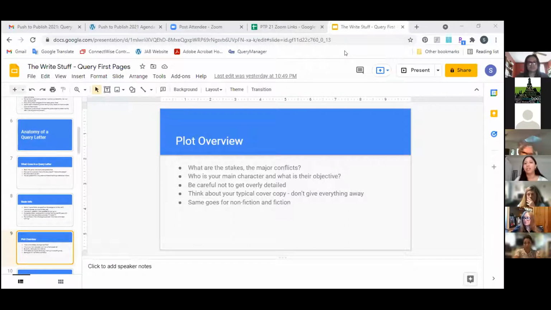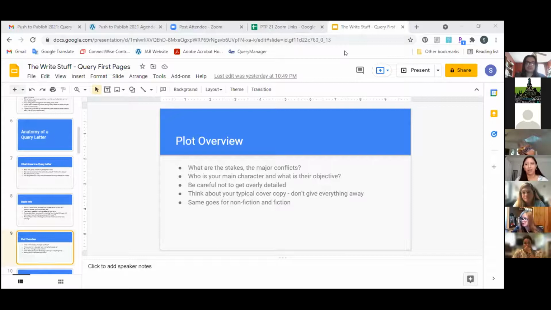Plot overview, expanding that a little bit. Things you want to talk about in your query: the stakes, the major conflicts, and obviously your main character and their objective. This is very hard, because a query letter is usually around 250 to 500 words. I know it's difficult, especially for genre work like science fiction or fantasy with a lot of world building. You're trying to explain an Asian inspired fantasy world where there are rockets and robots without taking up the whole 500 words.